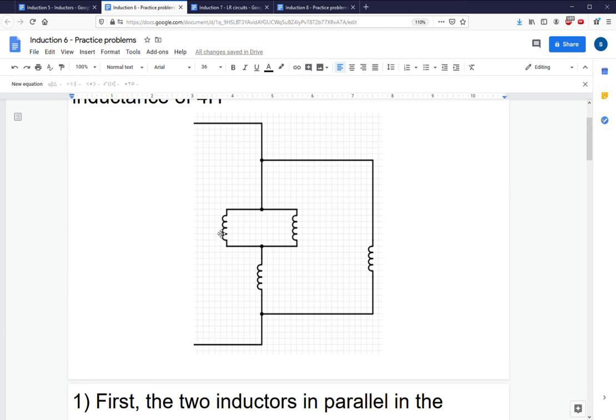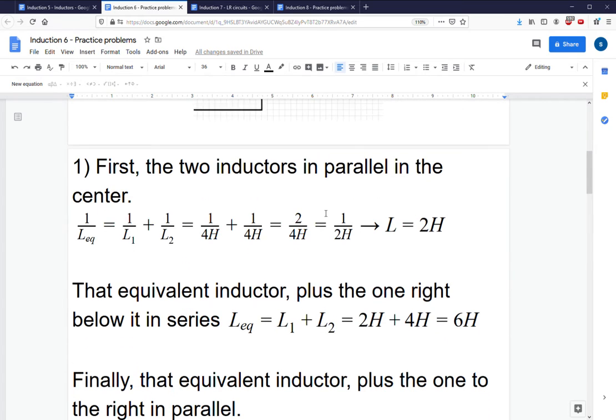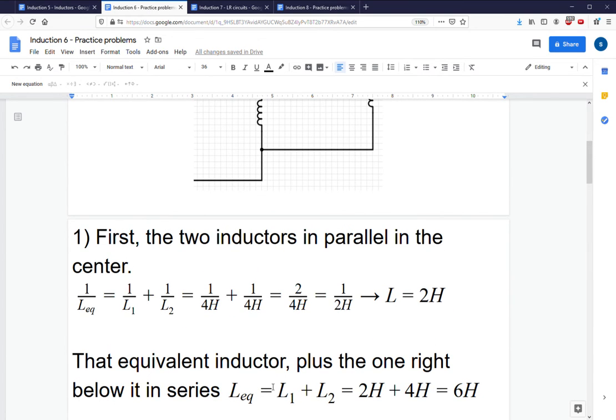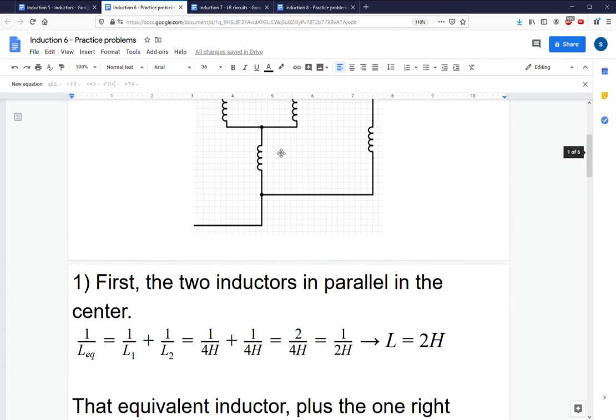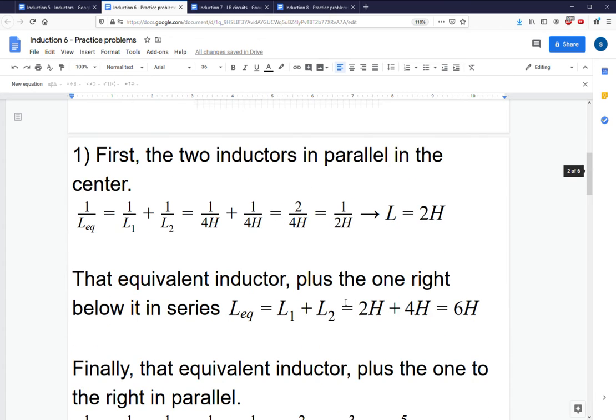Next step, we take this combined inductor from these two and add it to this one. This combined inductor and this inductor are in series because once we combine these two, they exclusively share this node. So for two inductors in series, we can use L equivalent is equal to L1 plus L2. So L1, that's this combined inductor, is 2 henries. L2 was this one, which was 4 henries. 2 henries plus 4 henries is 6 henries.